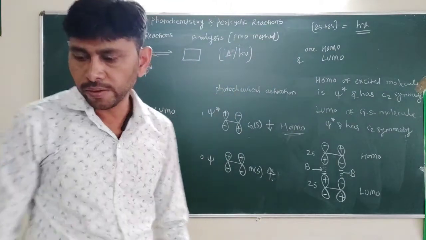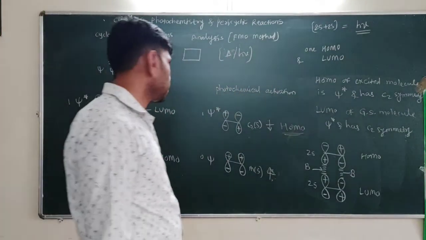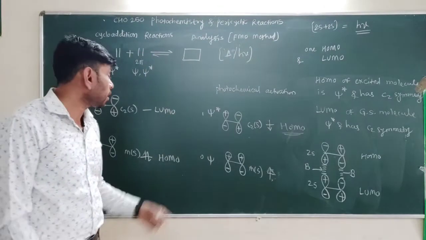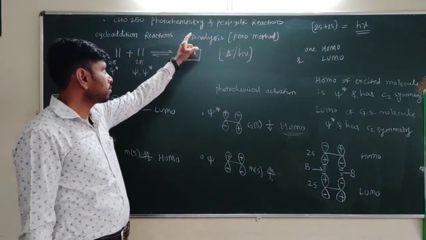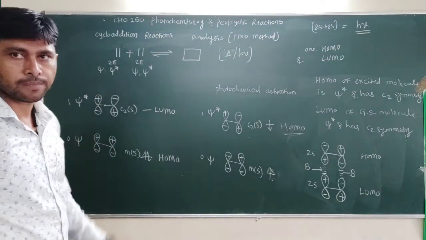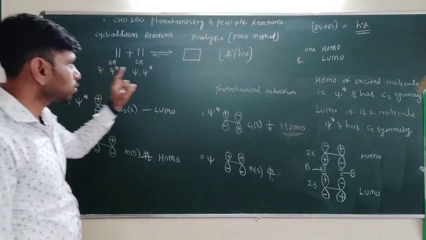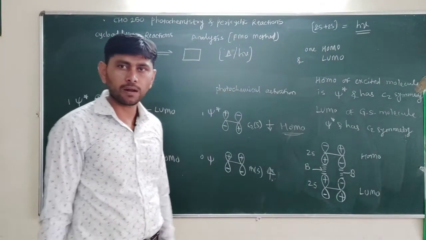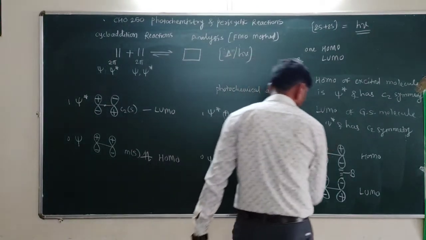So this is the result of the cycloaddition reaction analysis with the help of the frontier molecular orbital method. With the help of the FMO method we can show that the 2s plus 2s cycloaddition reactions are photochemically allowed reactions. Let's see the second example.